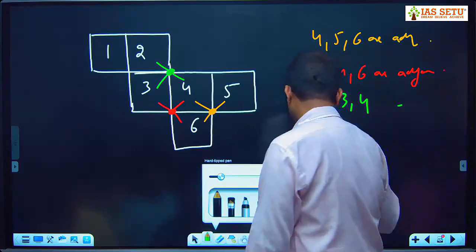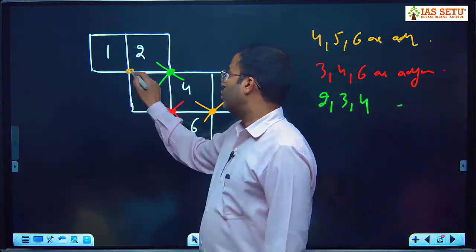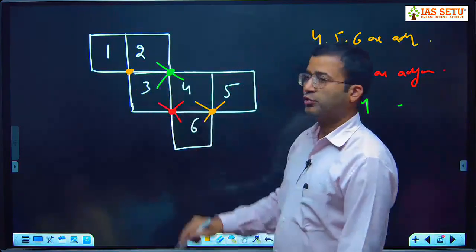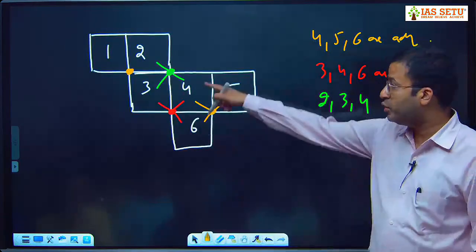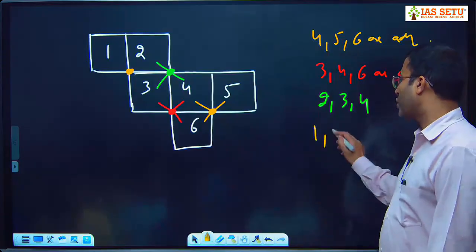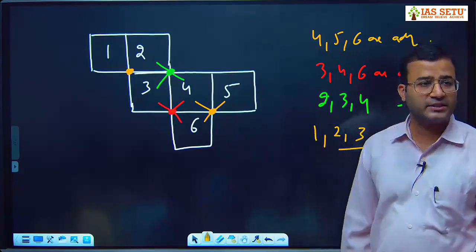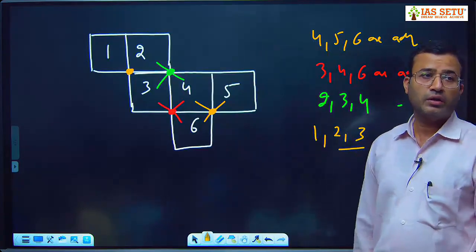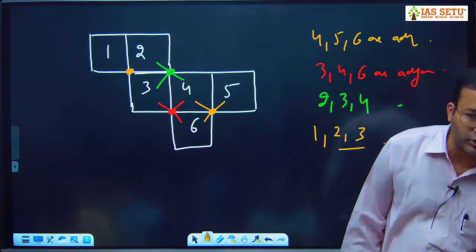Now tell me, what is the relationship in 1, 2, 3? Why? Because they have a common vertex. Since they are connected by a vertex, 1, 2, 3 are adjacent to each other. Fine. How to use this? Just wait.